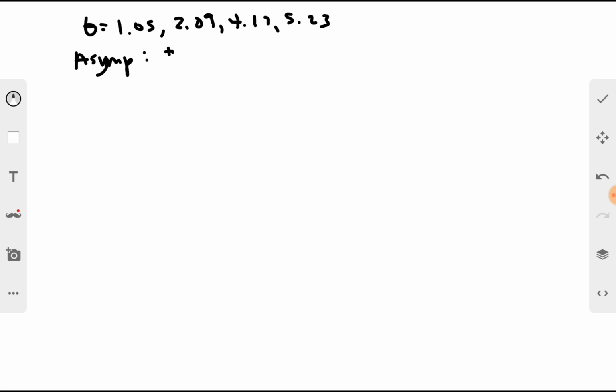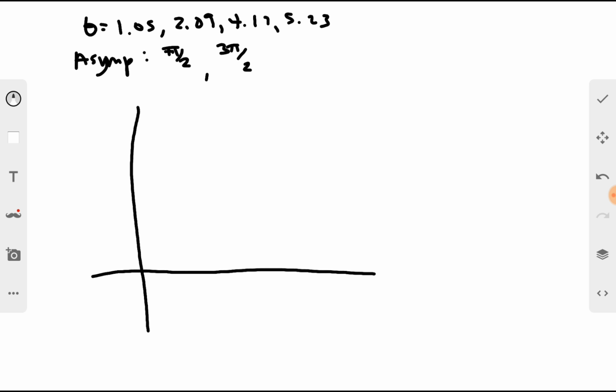I put negative pi over 2 and pi over 2. We actually want pi over 2 and 3 pi over 2, because again, we want 0 to 2 pi. That's where our picture is going to come up. Okay, so when we graph this, make sure that you're in radians, make sure that you've got 0 to 2 pi. The picture on your calculator is going to look like this.